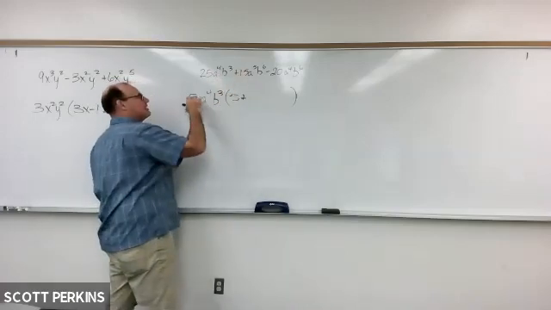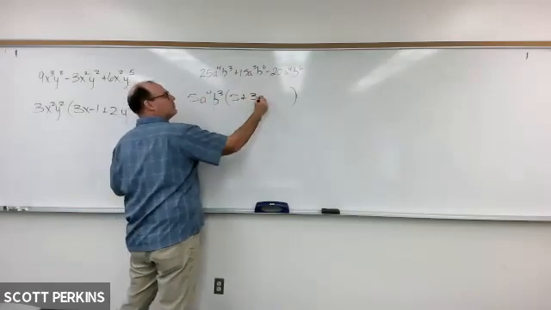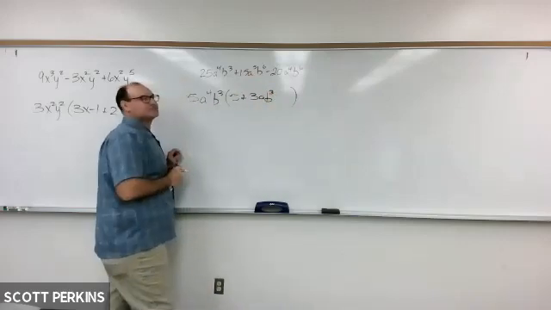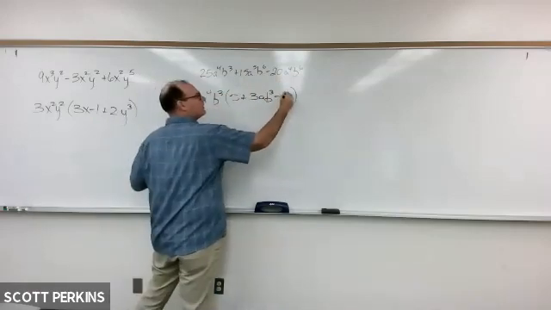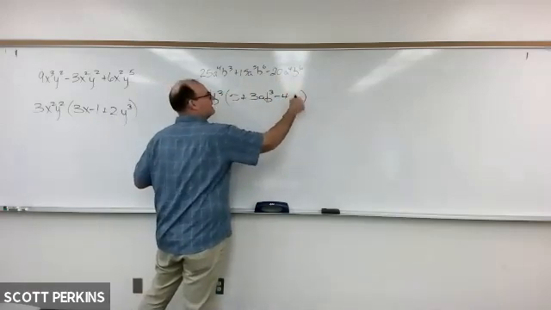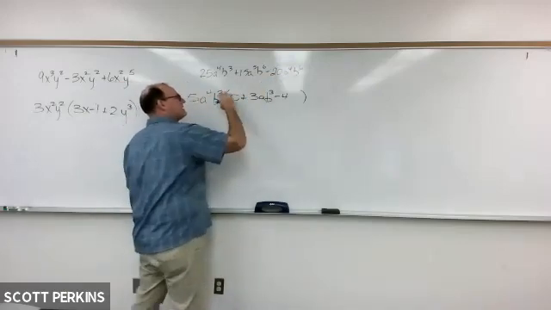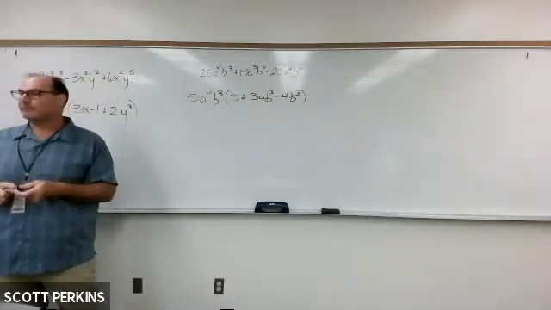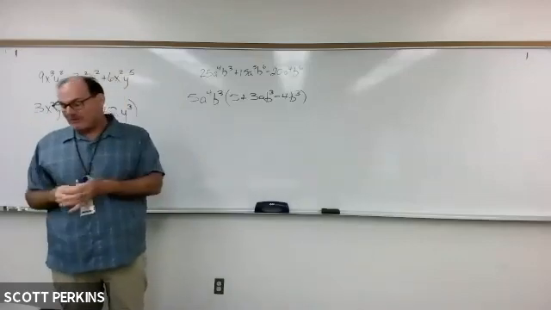Plus 15 divided by 5 is 3. 5 A's, 4 A's, I need one more. 6 B's, 3 B's, I need 3 more. And then last but not least, 20 divided by 5 is 4. Then I need a little more room. And then 4 A's, no more A's. 6 B's, 3 B's, I need 3 more. And there we go. All right, so that's factoring the common factor.